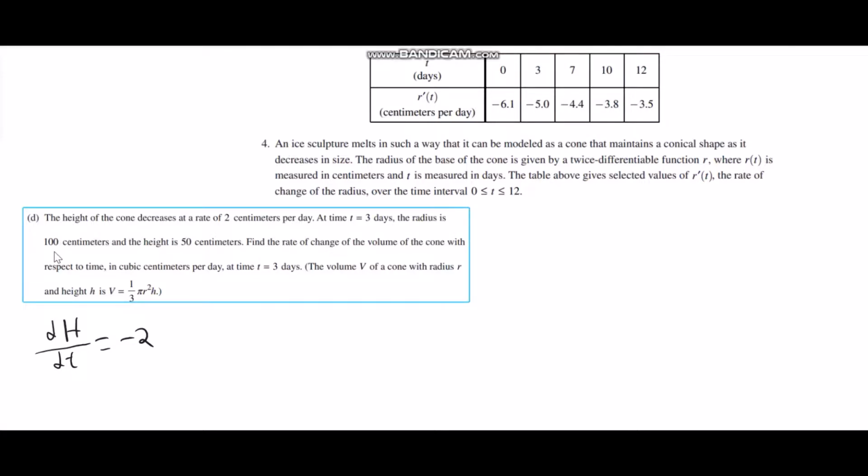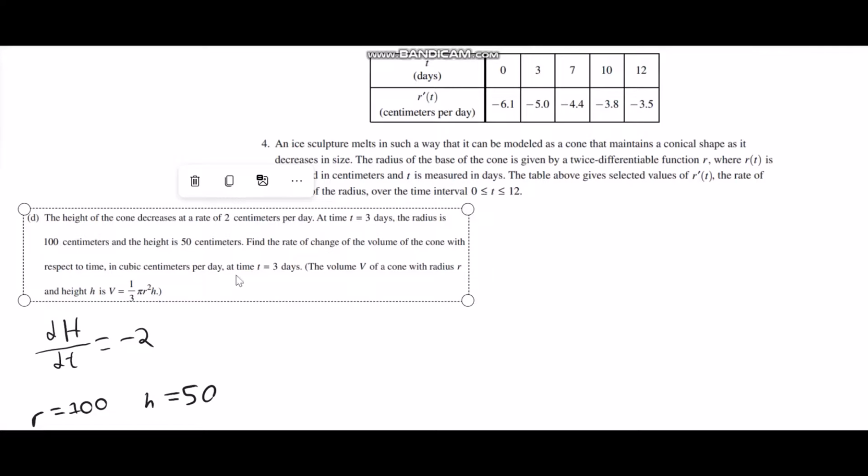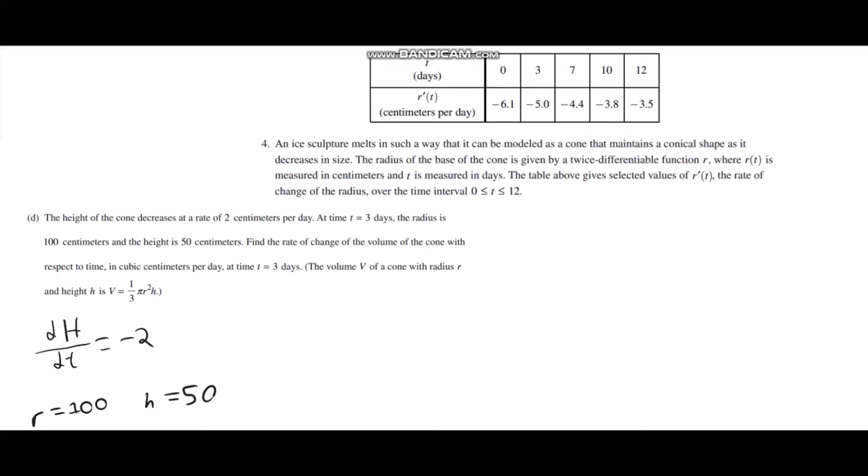And we have 100 centimeters, oh no, I'm sorry, the radius is 100 centimeters. So r equals 100. Height is 50 centimeters, so h is 50. All right, now that we have that established, let's take a look at this formula here. V equals 1/3 pi r squared h. Let me write it down on the side here. V equals, and I'm going to write the 1/3 pi as just pi over 3.